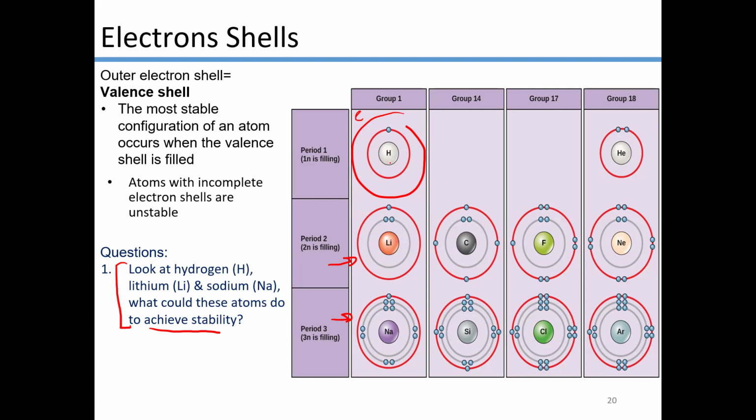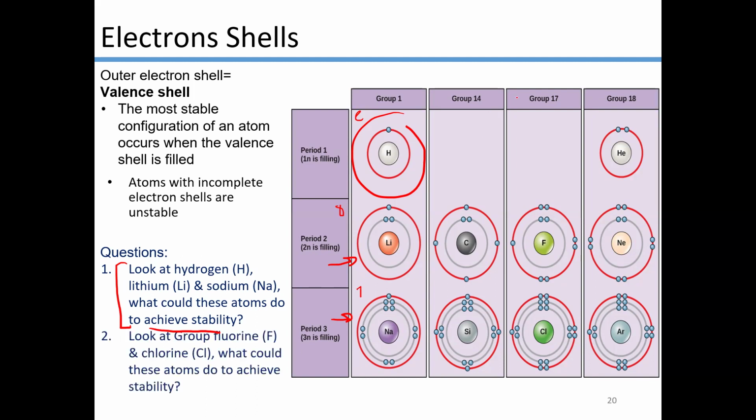Lithium over here is in its second orbit. In our second orbit, we want to have 8 electrons. So in this one, it's going to be looking for 7 more. Same thing with our sodium. It's in its 1, 2, 3rd orbit, and it only has 1 electron. So again it's going to be looking for 7 other electrons in order to maintain stability.